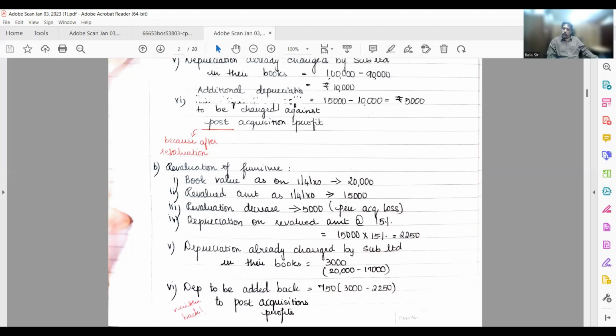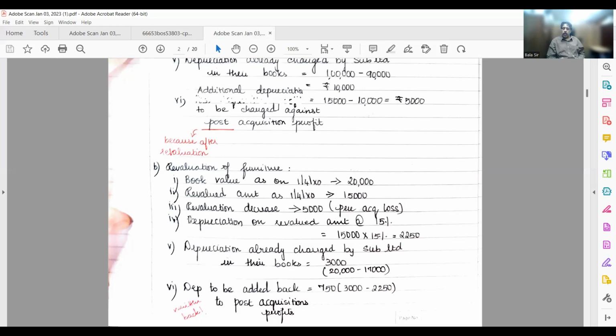But what has already been debited to P&L? 3,000 debited. Nothing but 20,000 into 15%. Or 20,000 minus 17,000, what do you have? Yes, 3,000. That means you debited what? More. Therefore, you should add back. Write the last point: depreciation to be added back to post-acquisition profits, which is 3,000 minus 2,250, which is 750.